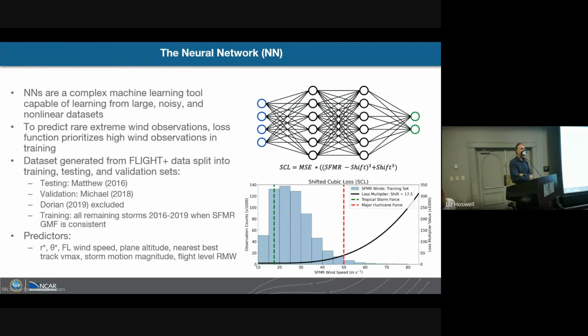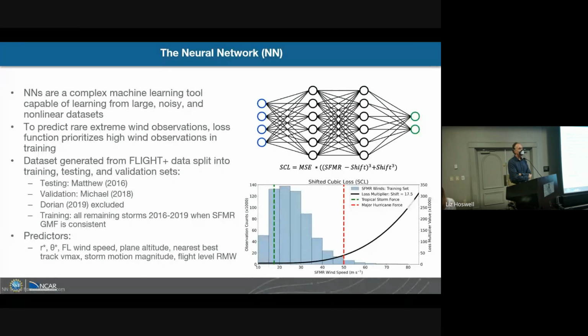We needed to get the model to emphasize the high winds, because we really cared about that, and you have this uncertainty between SFMR and flight level winds at high wind regime. How do you handle that when you only have limited data? So Alex came up with a shifted cubic loss function, which essentially teaches the model to reward the high winds and not care so much about the low winds. And so he split up a 4-year period of this co-located data from flight plus SFMR into validation, testing, and all that good stuff.